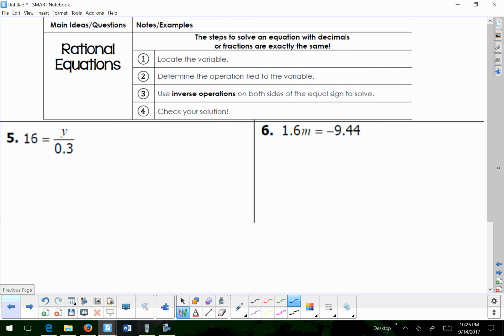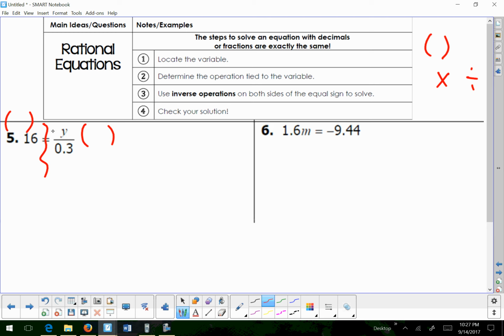All right, let's take a look at our last two. If I separate my sides here, and I locate my variable, and I identify the operation that's tied to it, it's division. And the opposite of division is multiplication. But I'm going to use parentheses to show it. So I know I need to multiply both sides, and what am I going to multiply by? I have to multiply by the coefficient.